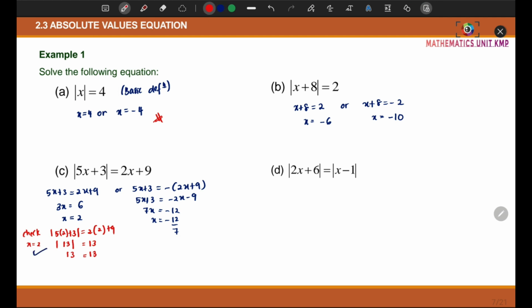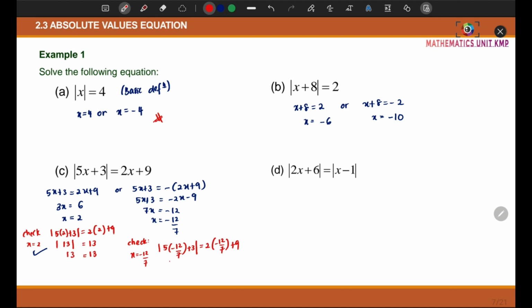Now check for the value negative 12 over 7. On the left hand side, 5 times negative 12 over 7 plus 3. And on the right, 2 times negative 12 over 7 plus 9. So on the left hand side, we will have the value.